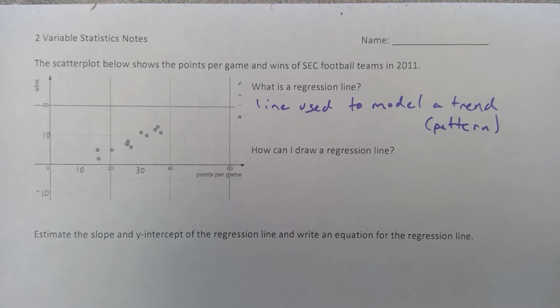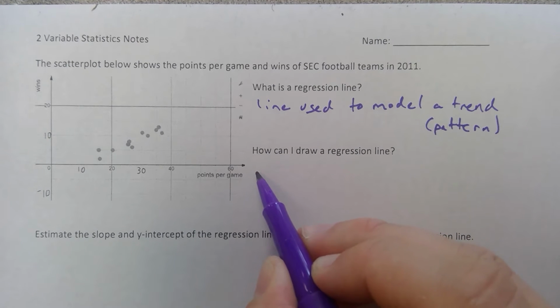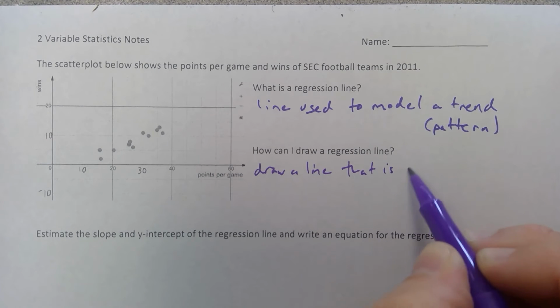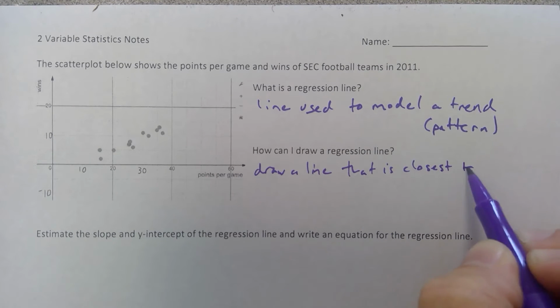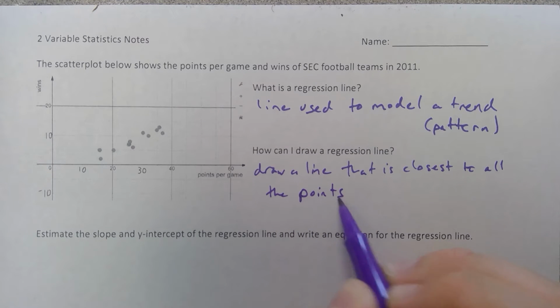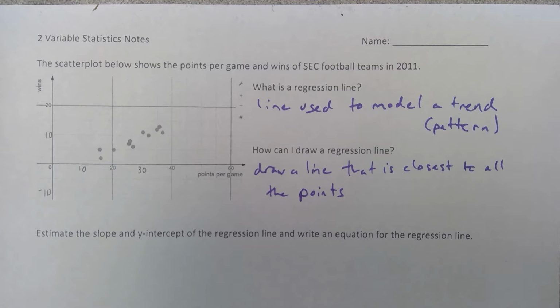But for now, if we're just sketching a regression line, we're going to draw a line that is closest to all the points. Now this might seem a bit weird, because how can we be closest to all the points? What we're trying to do is make sure this line does the best job of going through some of the dots, with a few dots above the line and a few dots below the line. That's part of what we're going to be doing in our assessments this week: sketching regression lines.